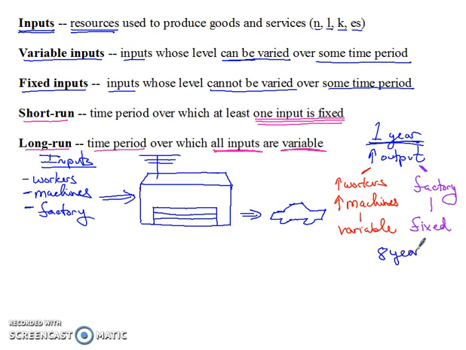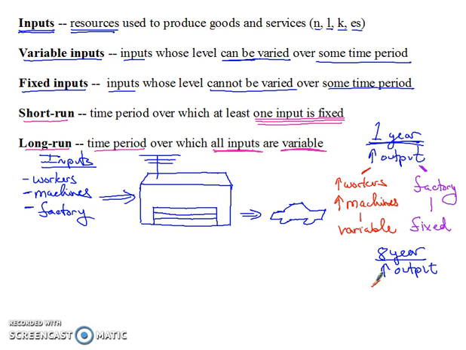So in an 8-year time period, what can we say? If we want to increase output, we could increase output. In a 1-year time period, if we want to increase output, we can only hire more workers or purchase more machines. We cannot change the number of factories in a 1-year time period. So this is short run analysis. But if we have 8 years, now what?